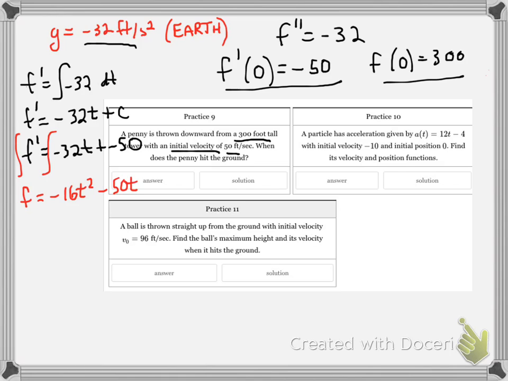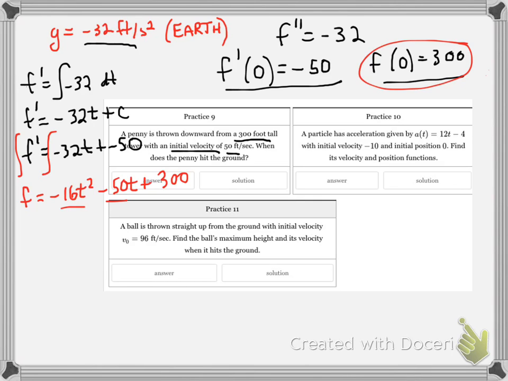Minus 50t plus c. Well, again, our c is our initial height. If they ever give that to you, you can just plug that in and go. So our initial c is 300. Basically, we're starting at 300, and both the velocity and acceleration are decreasing our height.